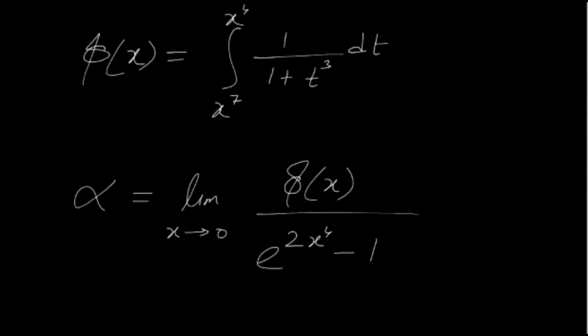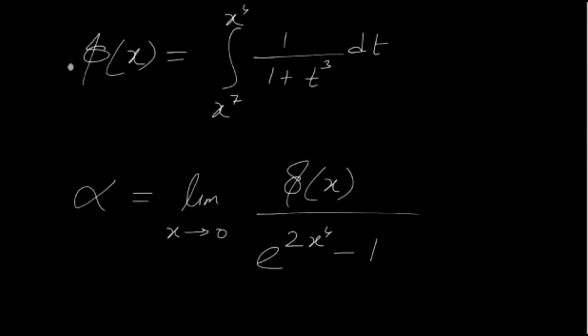But see, phi of 0 is actually 0, right? Because if we put x equal to 0 in this function, then it is an integral from 0 to 0, which is obviously 0. And e to the power 2 x to the 4 minus 1 is also going to be 0 if we put x equal to 0. So this limit is of the form 0 by 0, and we can use L'Hospital's theorem. That means we can differentiate both the numerator and the denominator, and then proceed.